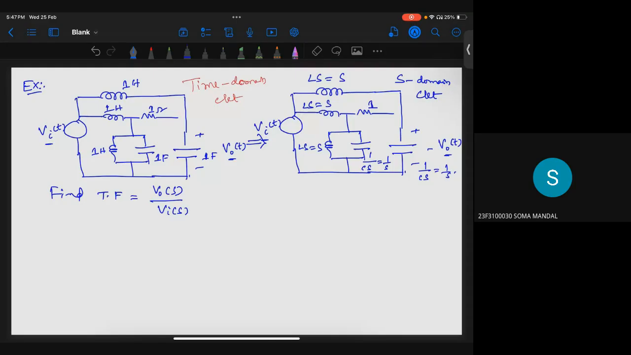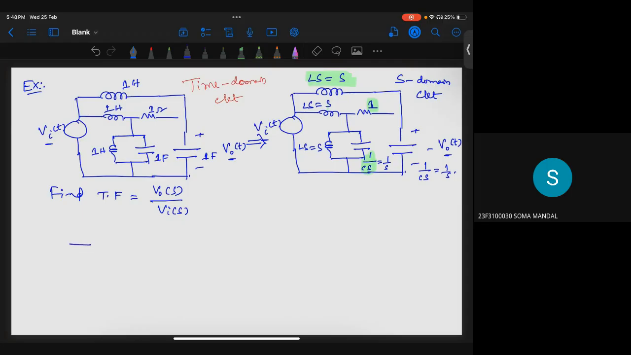Yes, sir, clear. Okay, so why it is LS and why it is 1 by CS. For a resistor it will be as it is. For an inductor it will be LS, and for a capacitor it will be 1 by CS. If you want, I can explain it for the inductor so that you will understand it.